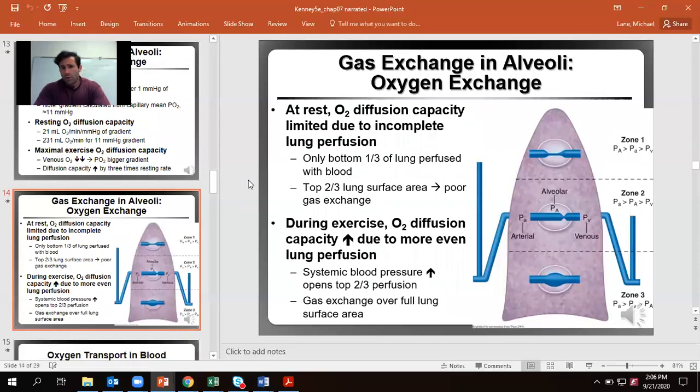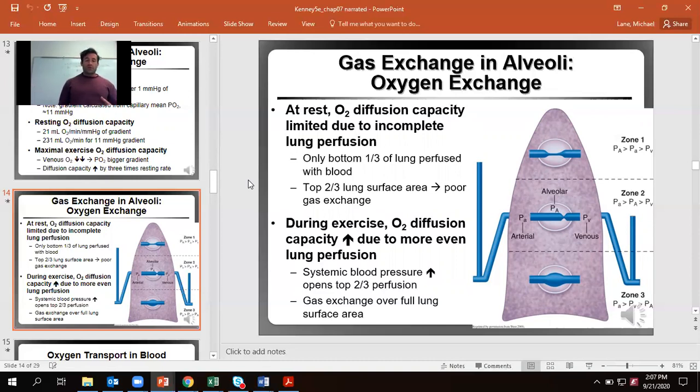Now, another big key that limits our total oxygen diffusion at rest is literally due to what's known as incomplete lung perfusion, meaning at rest, thanks to the wonders of gravity, your upper third of your lung is actually not getting that good of blood flow. Your bottom third is getting full blood flow and your middle third is doing okay. And that's because literally our heart isn't pumping with that much intensity. It's not creating enough pressure to fully utilize the blood, essentially to push the blood through the upper third of the lungs. So we're not going to be getting all of the potential gas exchange.